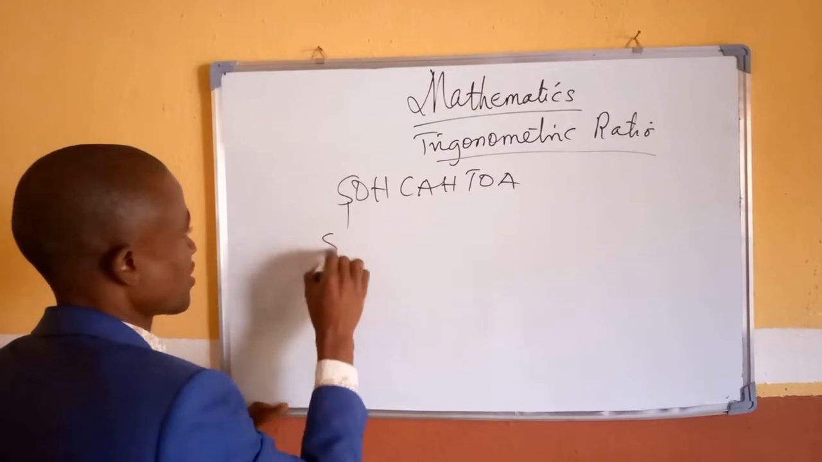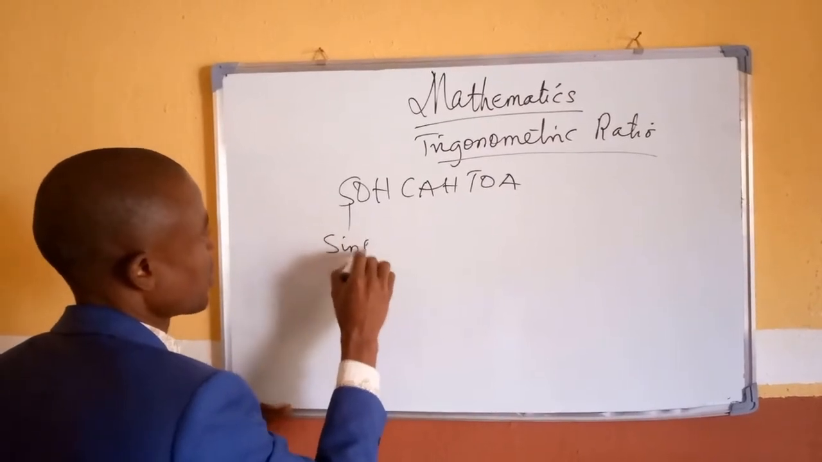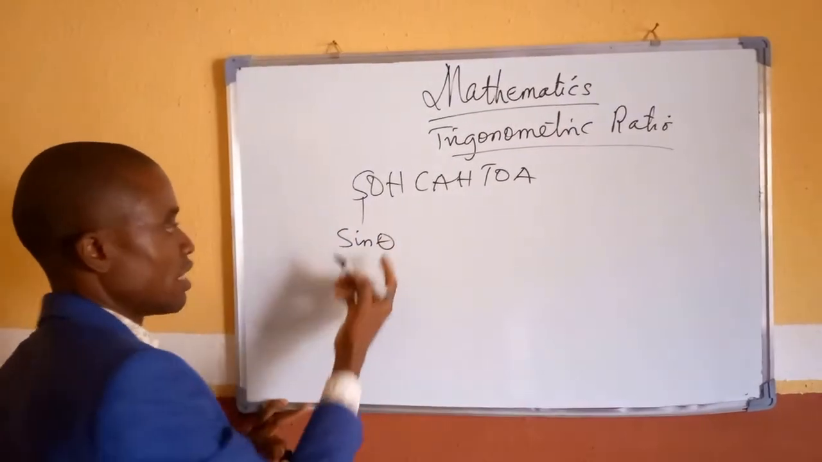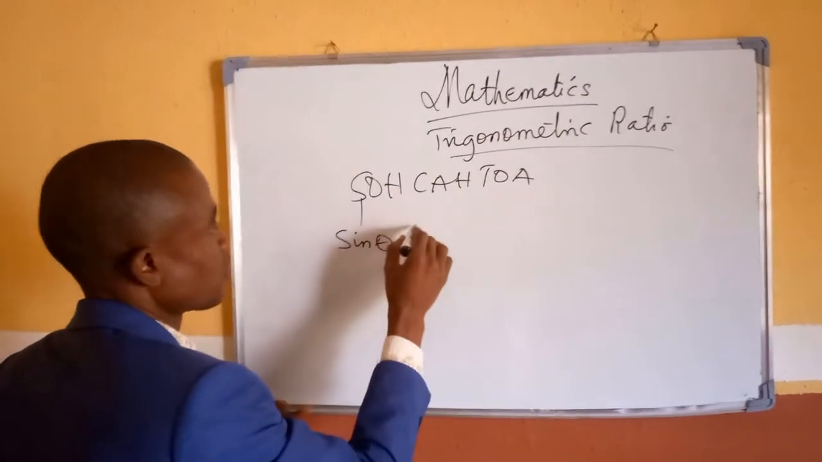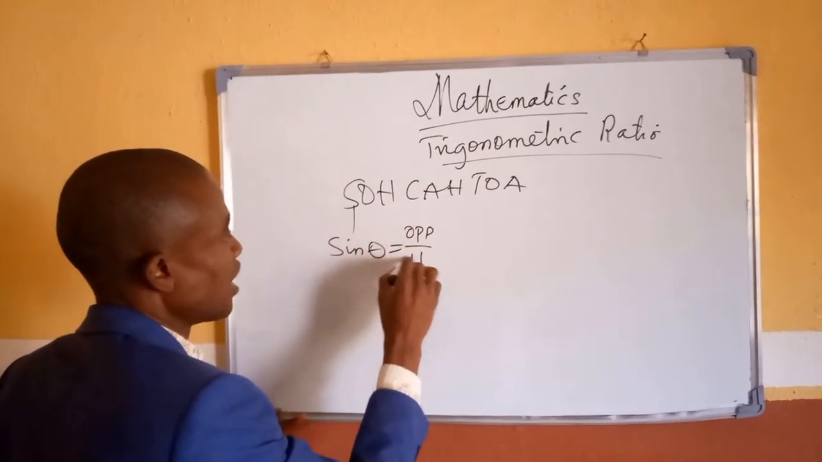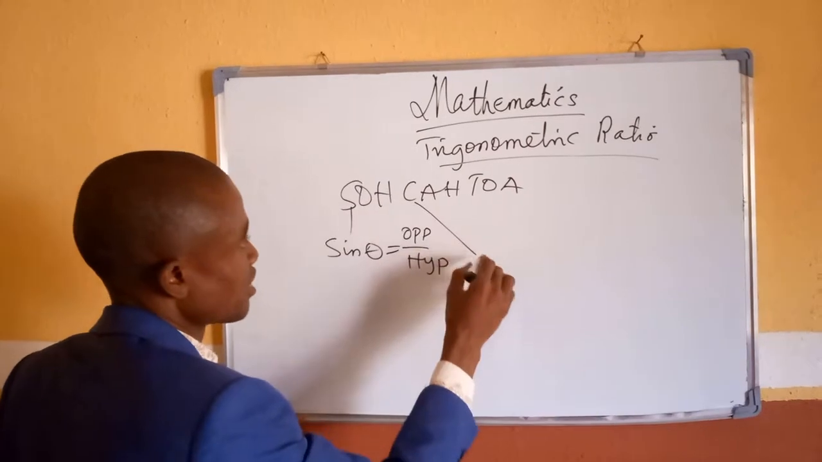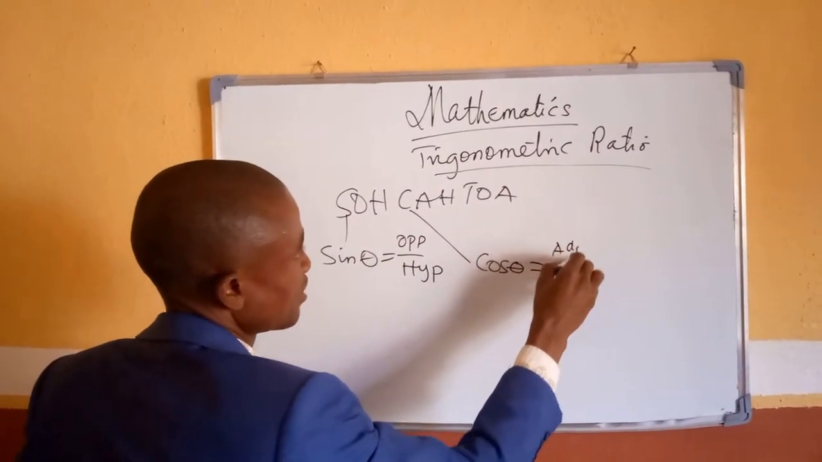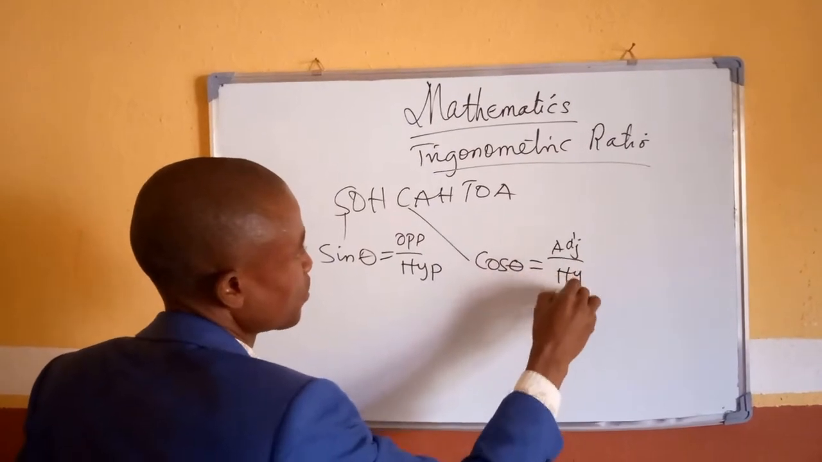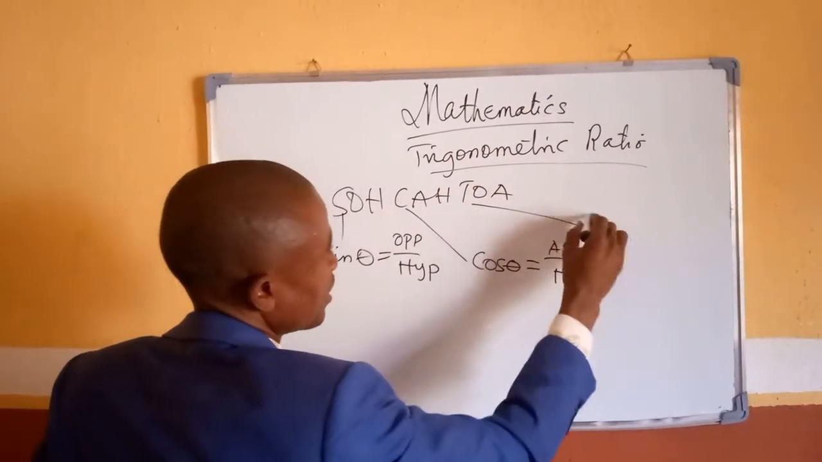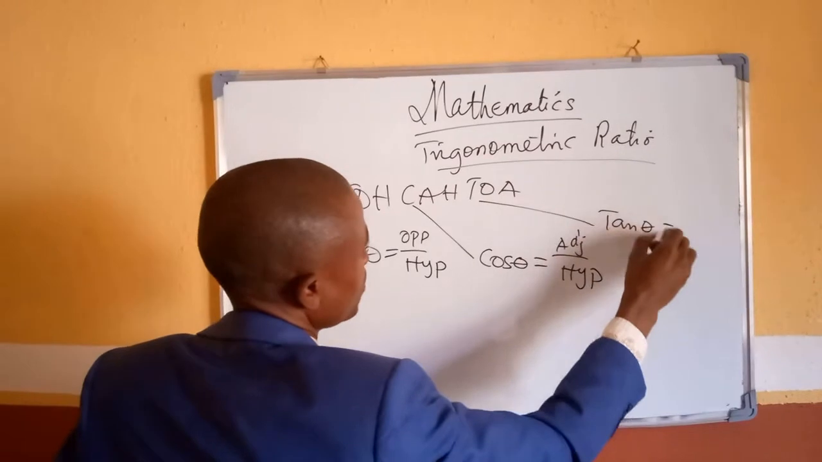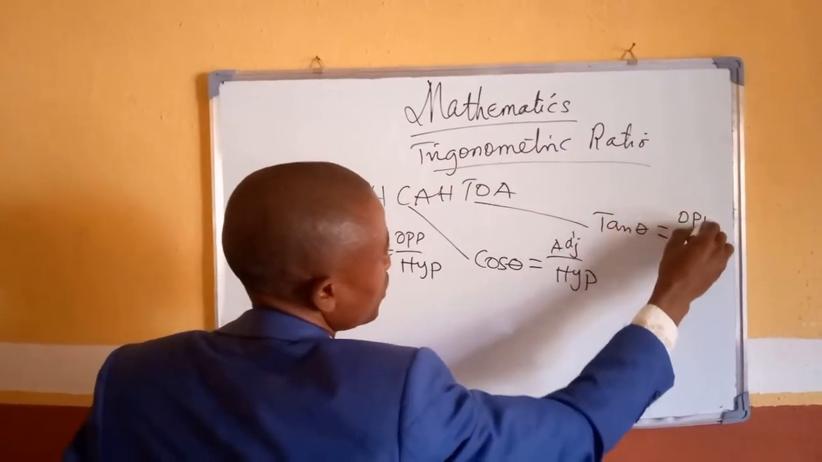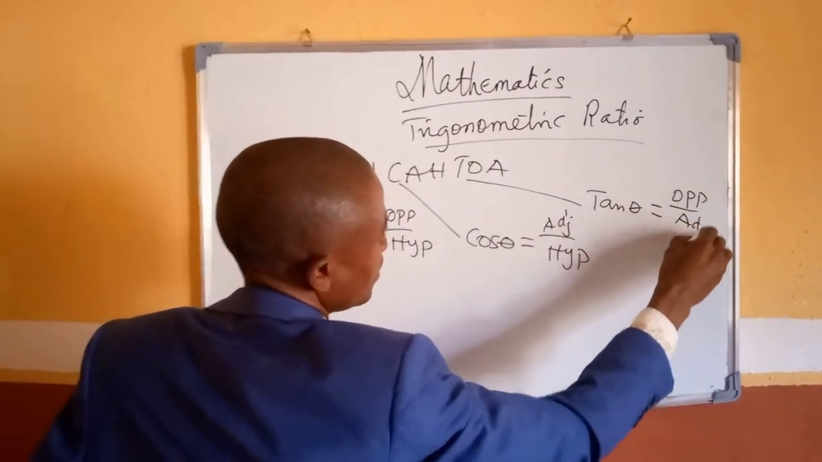The S here stands for sine. Let's take for instance an angle theta, which is equal to opposite all over hypotenuse. Then the C here is for cos: cos theta equals adjacent all over hypotenuse. And then the T here stands for tan theta, which equals opposite all over adjacent.